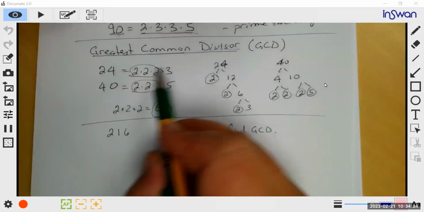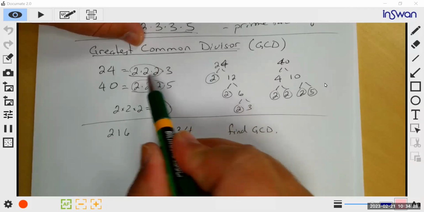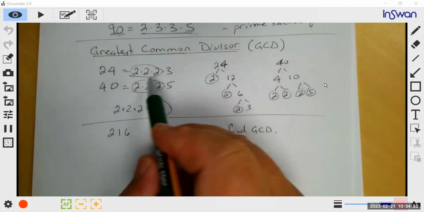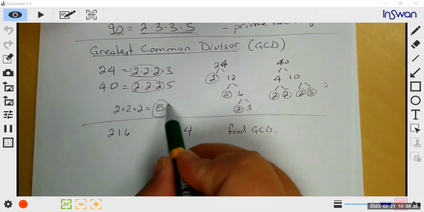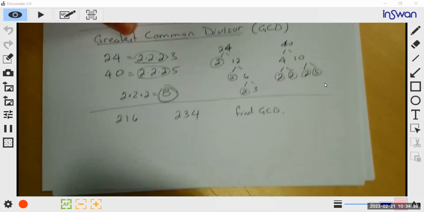Now we're talking about greatest common divisor. So what's the biggest number that goes into both 24 and 8? If we prime factorize both of them and see what they have in common, then we know that 8 is the greatest common divisor.